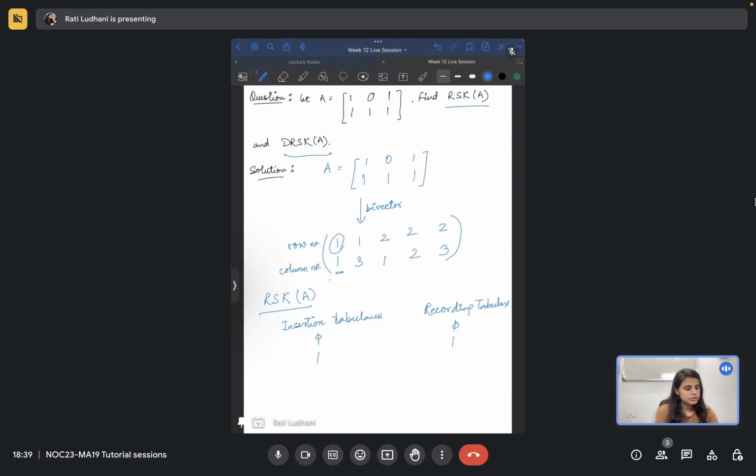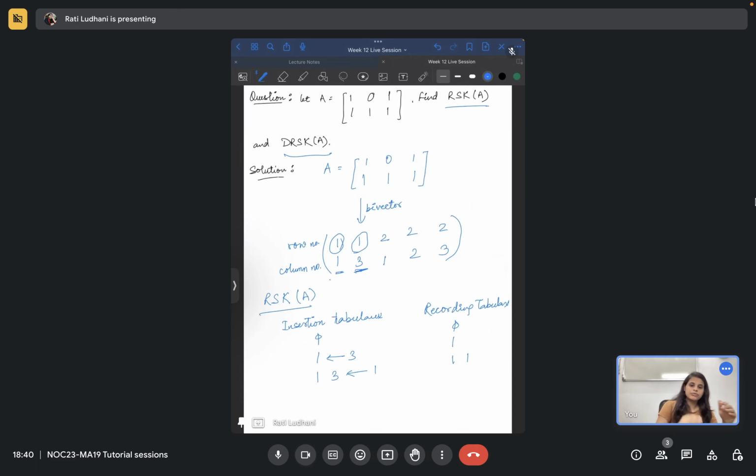Next you insert 3. When you insert 3, you will get 1 3. So there is nothing we need to do. Corresponding to 3, we have the row number to be 1. Okay. Now next is 1.